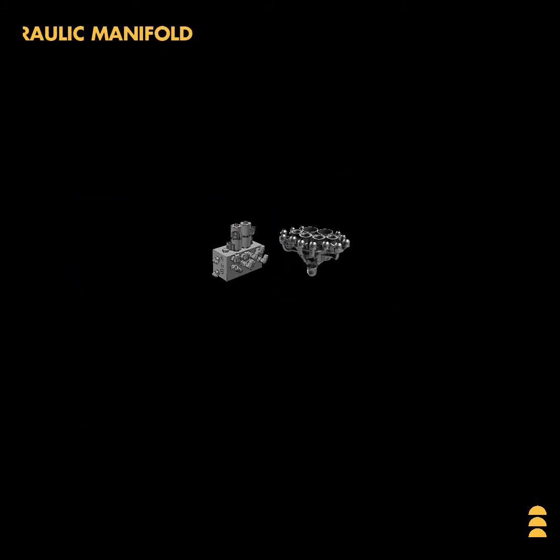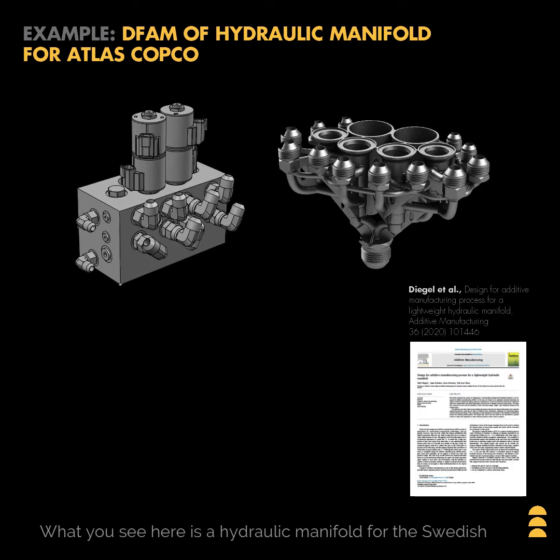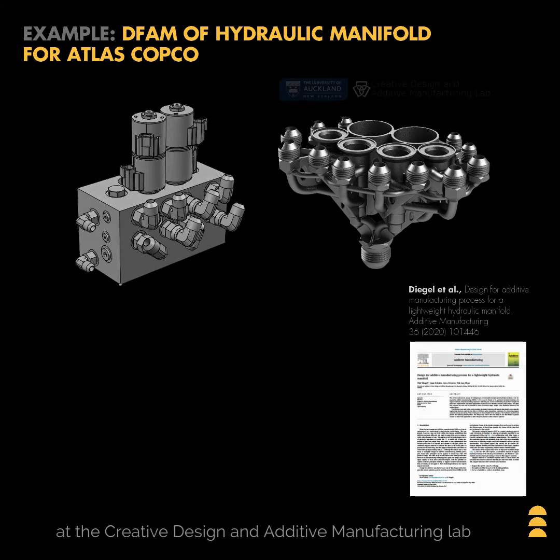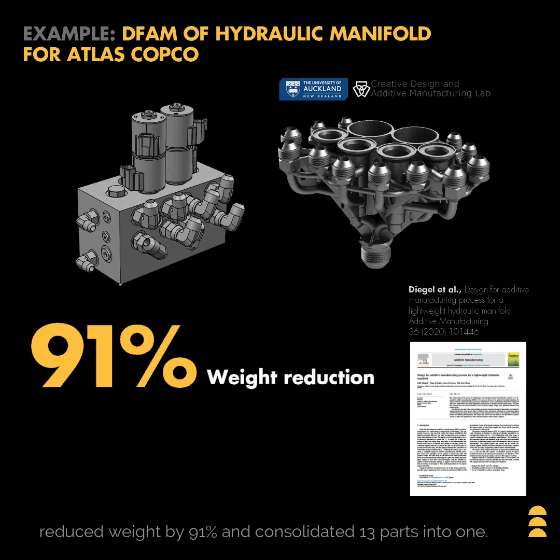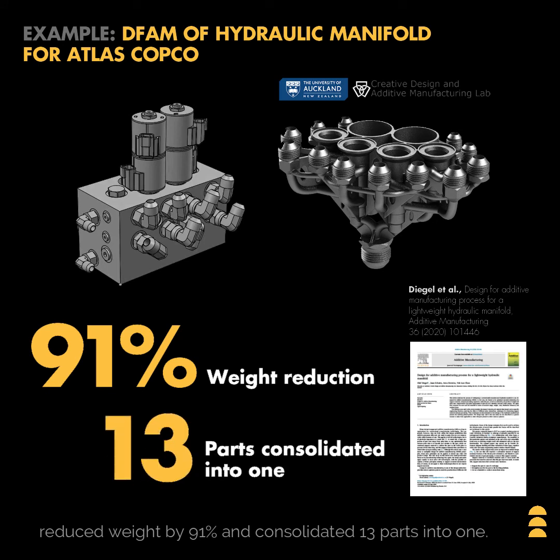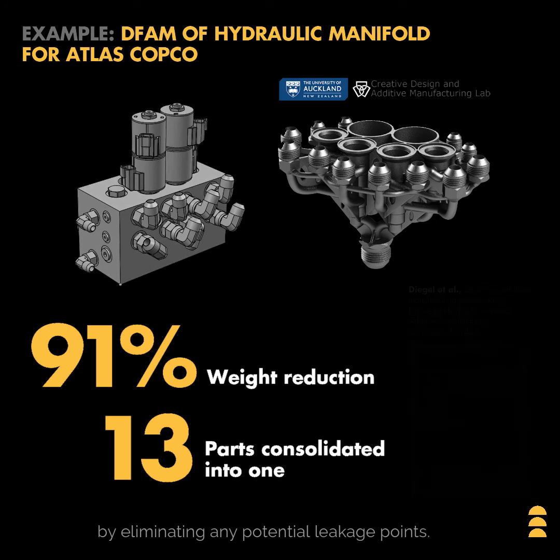What you see here is a hydraulic manifold for the Swedish Atlas Copco mining equipment. The version on the left is conventionally machined, and it has 12 nozzles that must be installed individually. The version on the right was redesigned for and produced by additive manufacturing at the Creative Design and Additive Manufacturing Lab in Auckland, New Zealand. It is amazing how this new version has drastically reduced weight by 91% and consolidated 13 parts into one, thus resulting in lower assembly cost and increased performance by eliminating any potential leakage points.